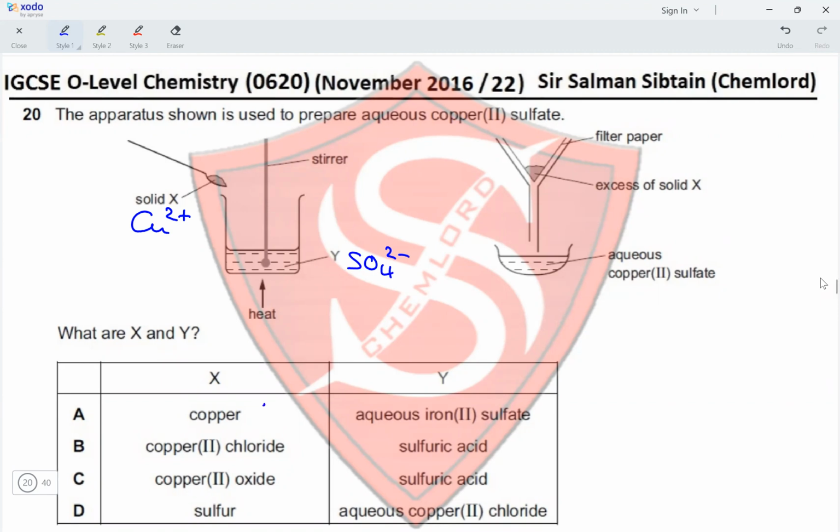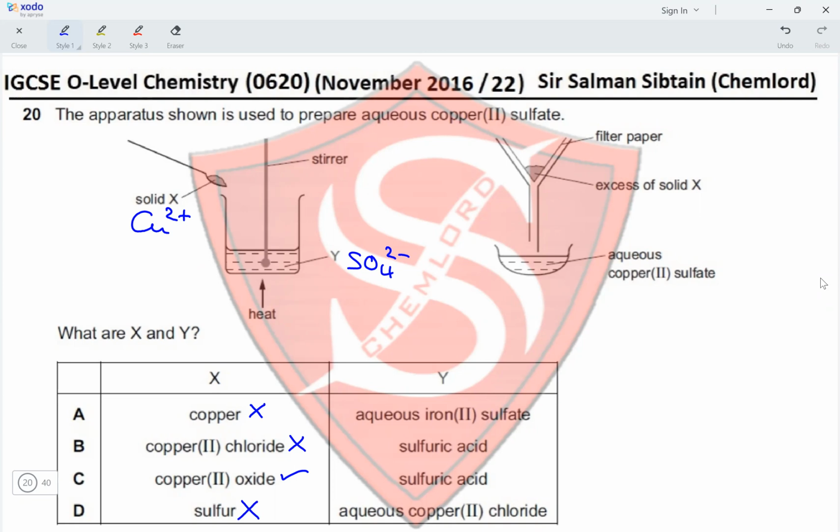X is not copper metal. X is an insoluble salt of copper. So copper chloride is soluble. Copper oxide is insoluble, and sulfur is not copper, nor a copper ion. So this is incorrect. So we have already identified the correct option, but let's look at Y as well.